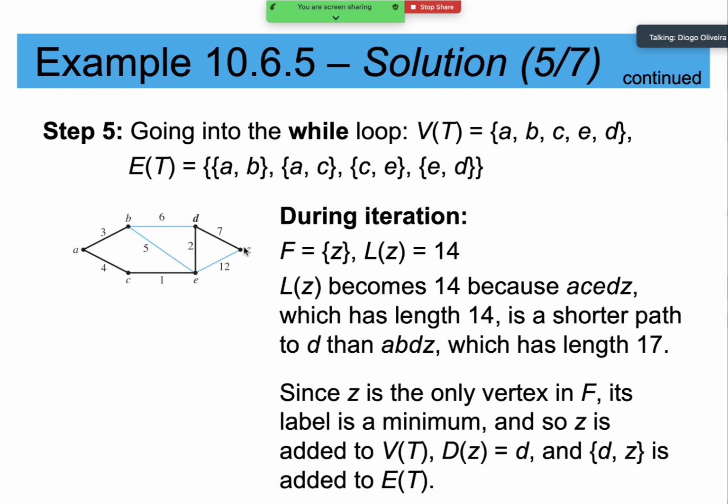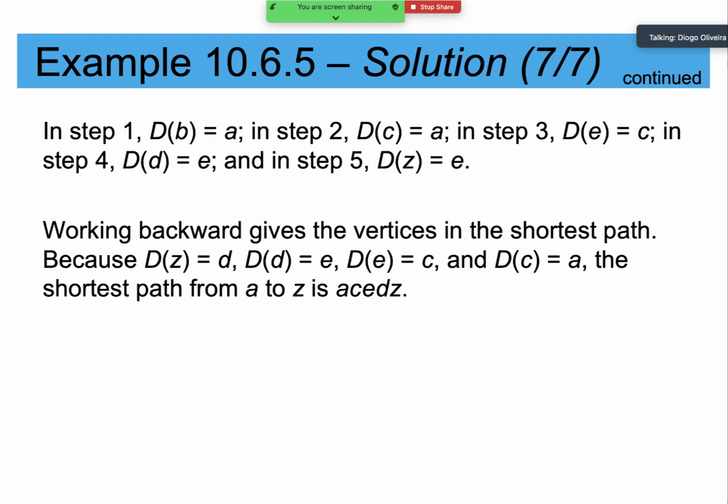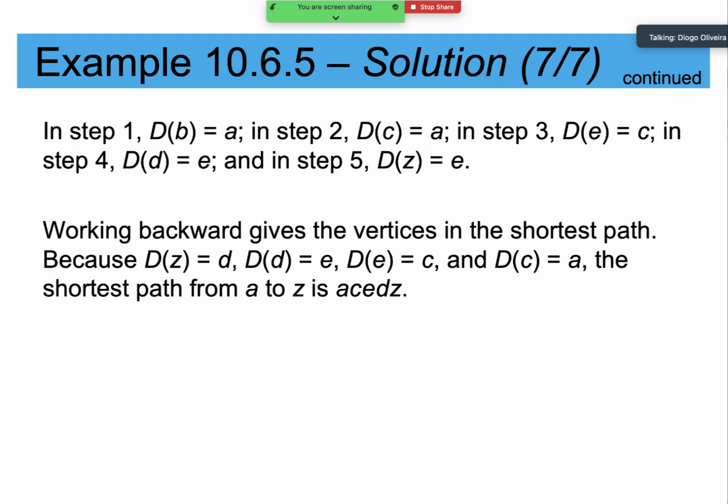What you do is to actually go backwards. So, keeping track of the steps in a table is a convenient way to show the action of the algorithm, right? In step one, DB equals A. In step two, DC equals A. In step three, DE equals C. In step four, DD equals E. In step five, DZ equals E. Working backwards gives the vertices in the shortest path.